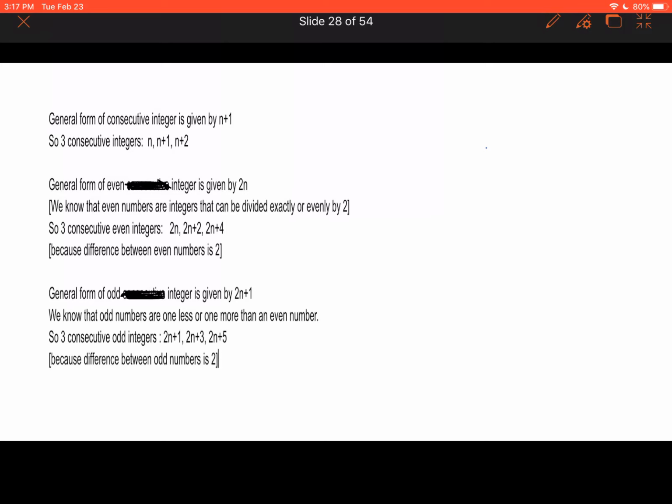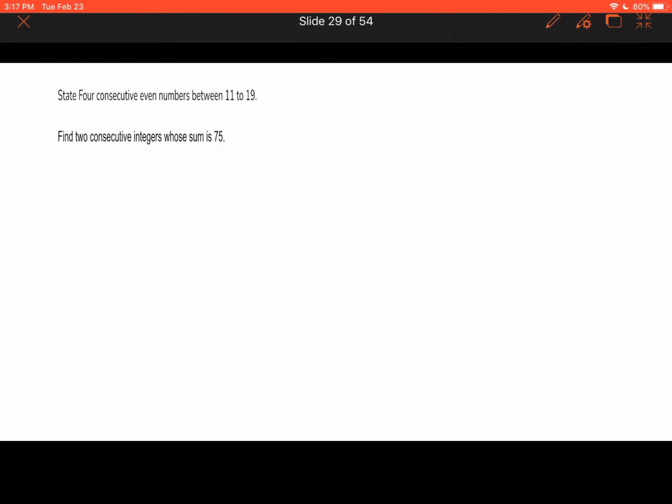Okay, with this knowledge, we'll just jump into the problems. State 4 consecutive even numbers between 11 and 19. This is a very straightforward question. We know that even numbers end with 2, 4, 6, 8. The first even number after 11 is 12, then plus 2 is 14, plus 2 is 16, plus 2 is 18. So these are the 4 consecutive even numbers within the range 11 and 19.